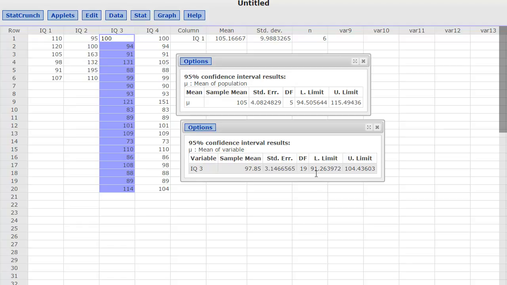And so now we have values that go from 91 to 104. So I think this is a little bit smaller just based on the standard error, but it's centered slightly differently because here my mean is 97 and here my mean was 105. All right.